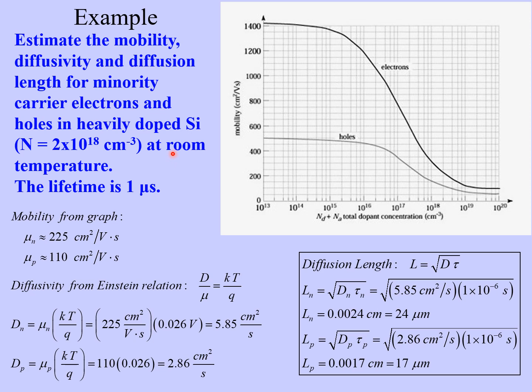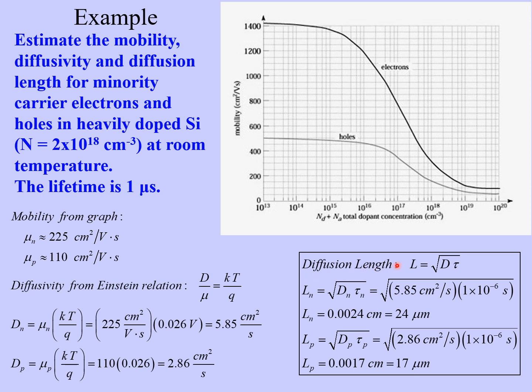All right, the last example here in these notes is the same type of example. The only difference is now the silicon is heavily doped. And so the doping is 2 times 10 to the 18, which again is over here. Now remember, we did this in a previous example. The mobilities are much lower, 225 and 110. So the diffusivities are also much lower. I'll let you go through these on your own, but we already did these on a previous problem. We have 5.85 for electrons and 2.86 for holes, the diffusivity.